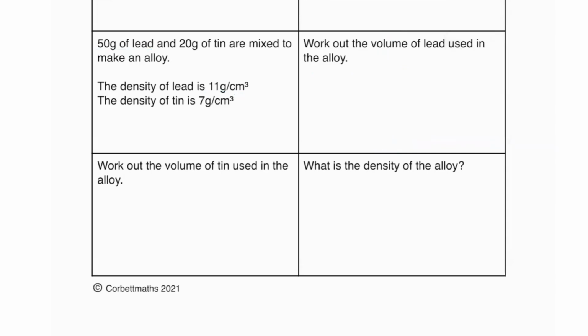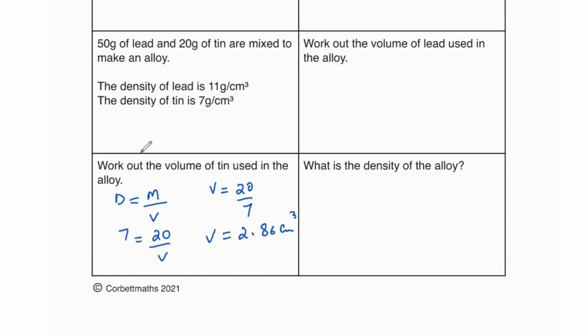Next question says, work out the volume of tin used in the alloy. So same formula, density equals mass over volume. For tin, our density is 7, mass is 20 over volume. So that's going to be 20 over 7, and that's going to give us 2.86 centimeter cube.